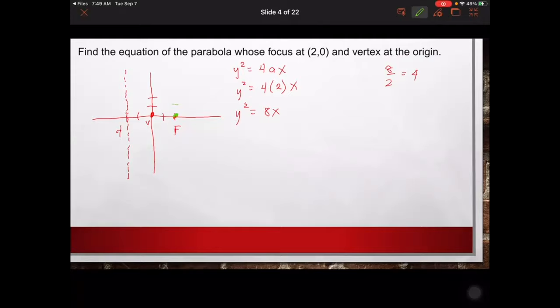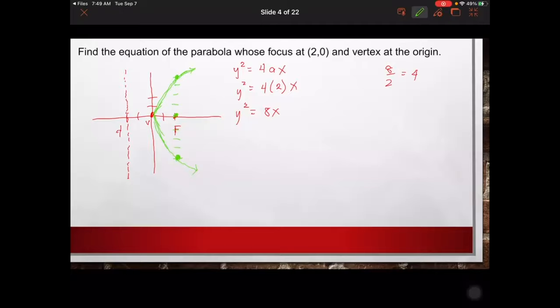So, 1, 2, 3, 4, and 1, 2, 3, and 4. Apat lang siya ng letter F. So, ito yung isa. Ito yung isa. And from vertex, ganyan siya. Dadaanan dapat siya yung... yan. So, ganyan yung magiging graph niyan.